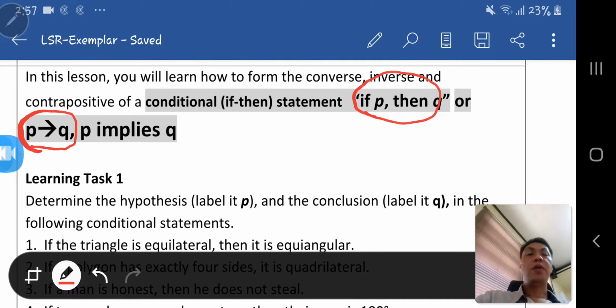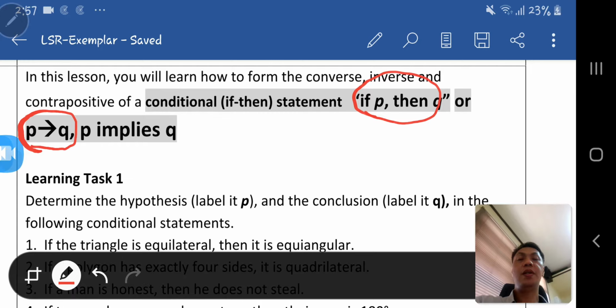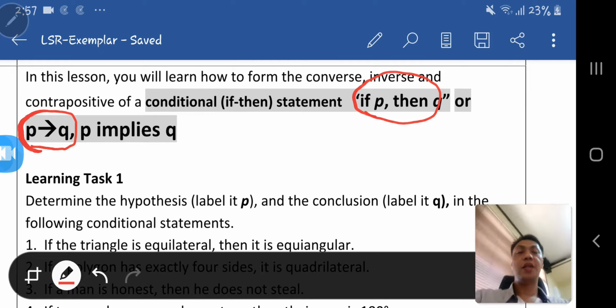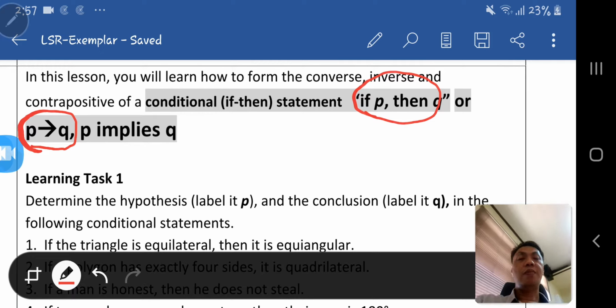In this lesson, we are going to learn how to form the converse, the inverse, and the contrapositive of a conditional statement. But before we proceed, let us first do some review on what we have learned last lesson. Determine the hypothesis, as you see in learning task number 1. Label it P, and the conclusion, label it Q in the following conditional statements.